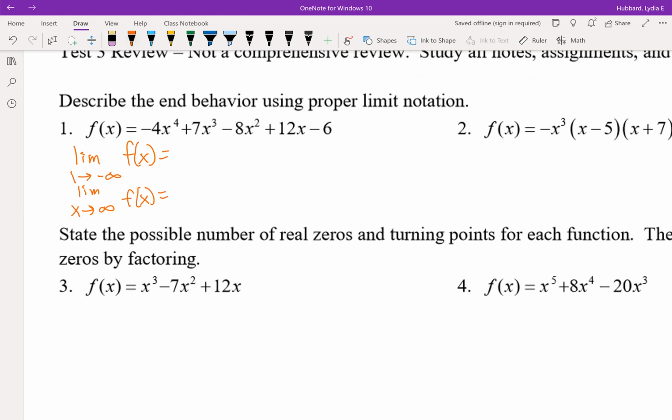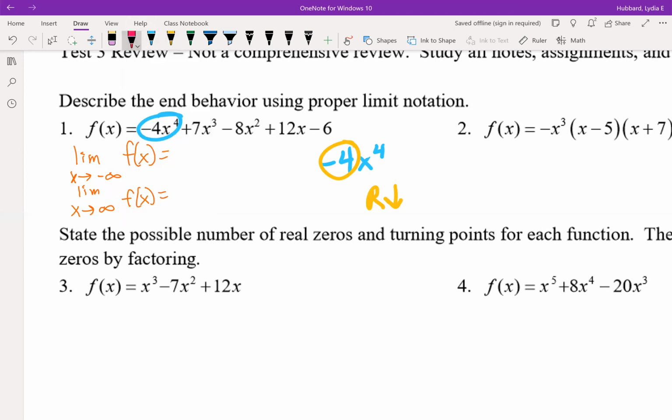You need to make sure that you are writing that all the way out and not missing anything, including the limit, the approaches, all of that. From there, we need to take our highest degree term, which in this case is negative 4x to the fourth, and we need to determine our end behavior. The fact that there is a negative leading coefficient is telling us that our right side is going down.